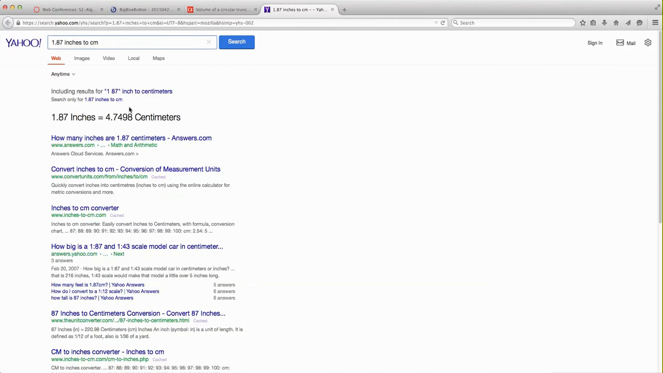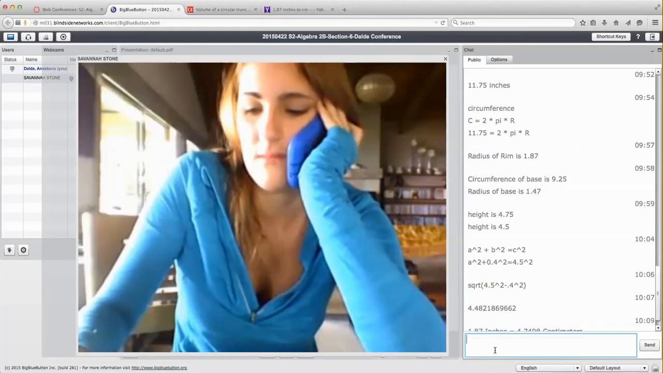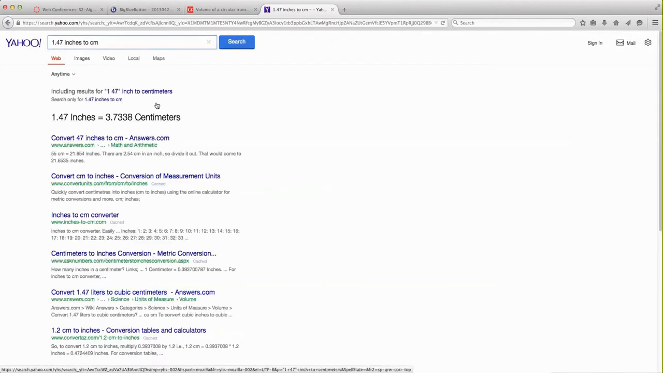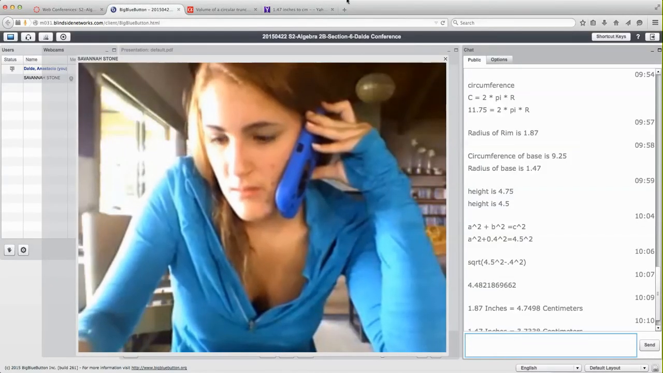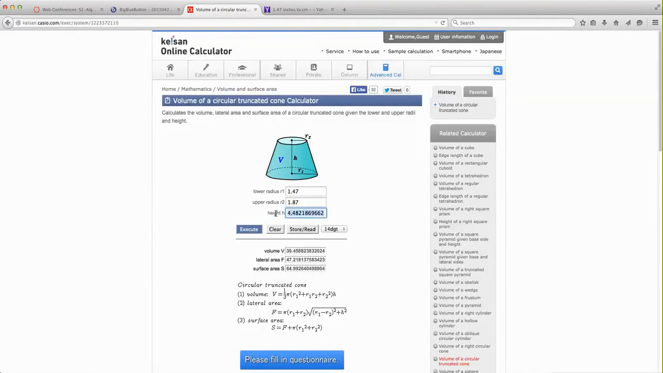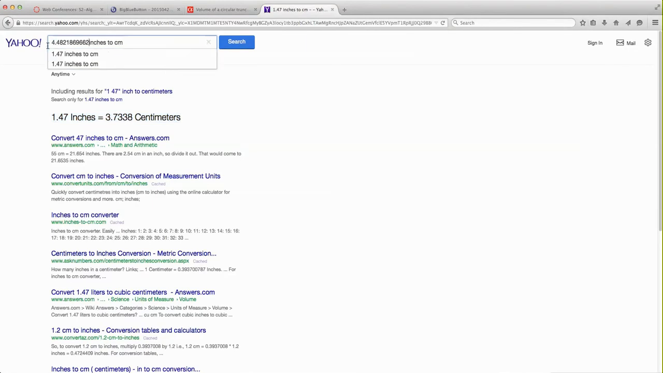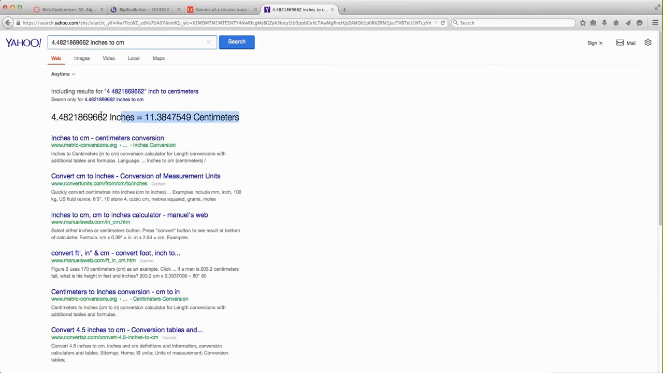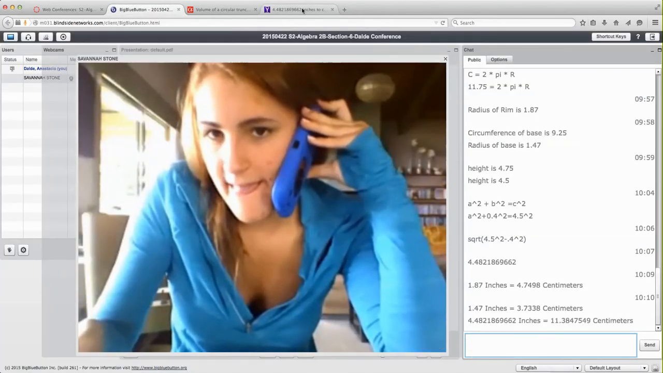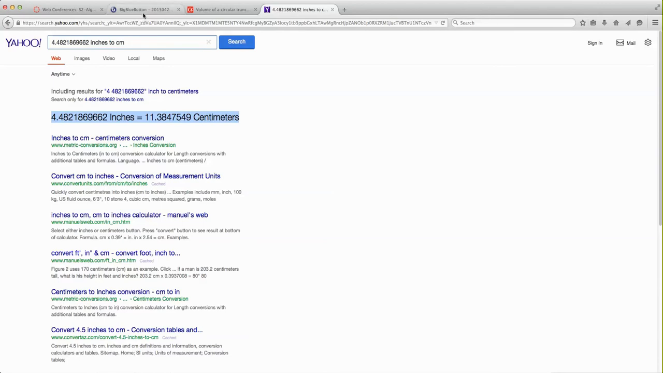All right. 1.87 inches is 4 point... Here, I'll just copy and paste this for you. Here are the numbers I want you to use. The upper radius is that. The lower radius is apparently this. And the height that we ended up getting is this height. I just would rather use centimeters. They're cleaner units.